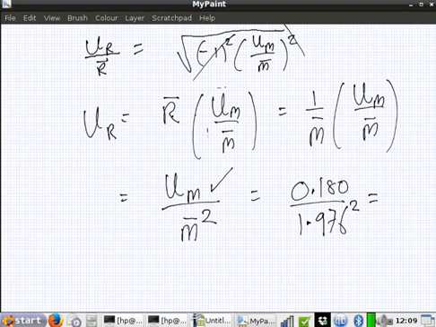So just be careful. You can calculate the uncertainty of the slope, but if you want the uncertainty of 1 over the slope, you have to do this extra calculation at the end, which you need to do for lab 3.